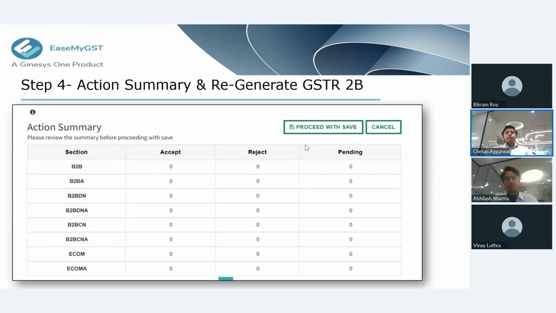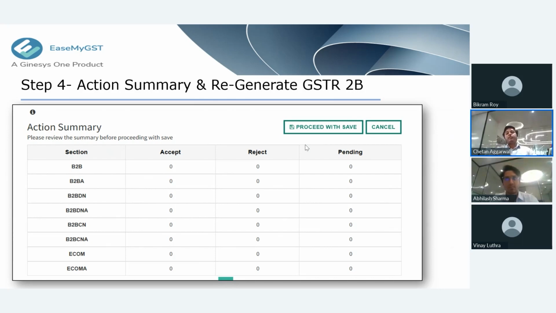Now, step 4 is action summary and regenerate GSTR2B. Firstly, I would like to summarize once again. Firstly, we have to download the bulk IMS from the EMG portal. After that, we have to apply some certain logics that we have discussed earlier. And after that, we have to take actions, whether we want to accept the invoice, reject the invoice, or keep it in the pending state. After taking all the actions, we have to submit these actions on the government portal.